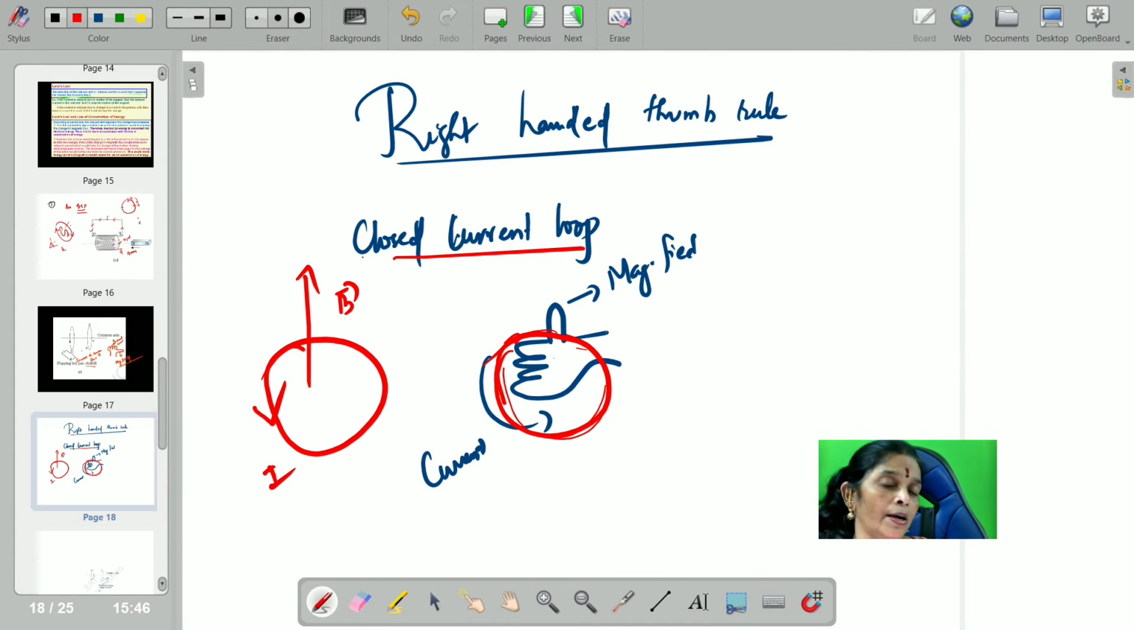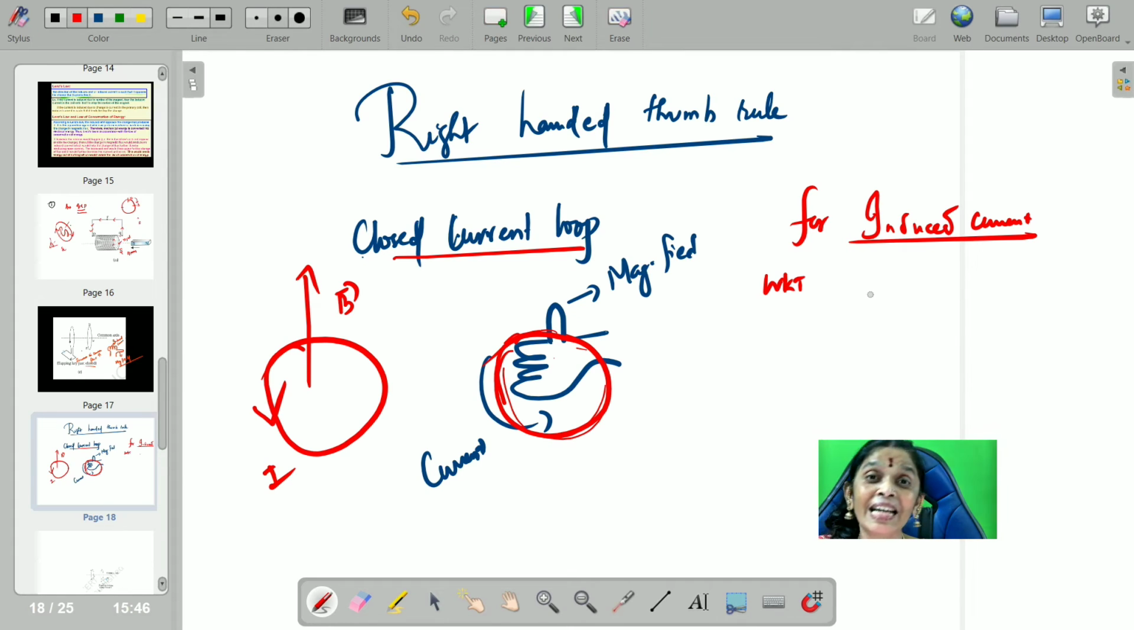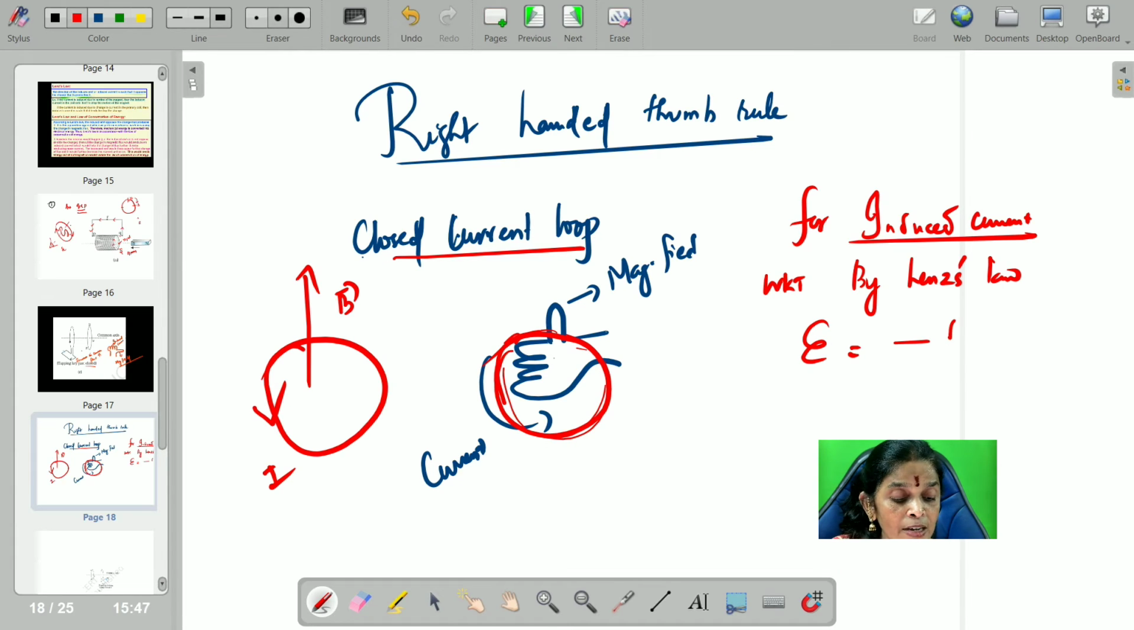Same thing here, for the loop, induced current, you have to find out. For induced current, same formula. How to find out the induced current? Please listen carefully. By Lenz's law, induced EMF is always in such a way that it opposes the cause of change in flux. So E is equal to minus d phi by dt. Faraday's law and Lenz's law together. Faraday's law is to find the magnitude of magnetic flux change with respect to time. So Faraday's law is for induced EMF magnitude, whereas Lenz's law is to find out the direction.